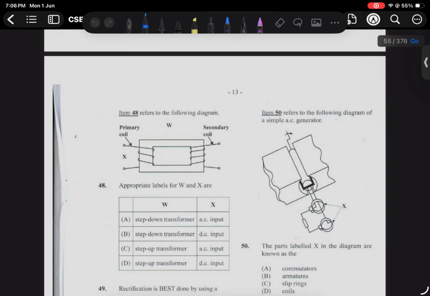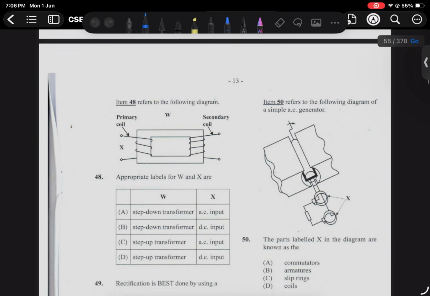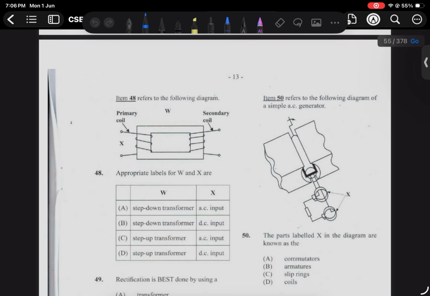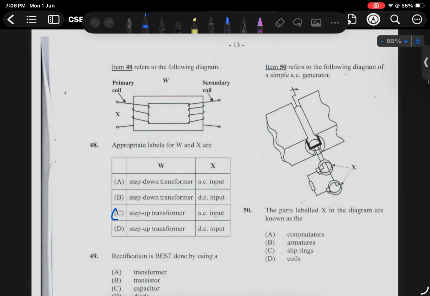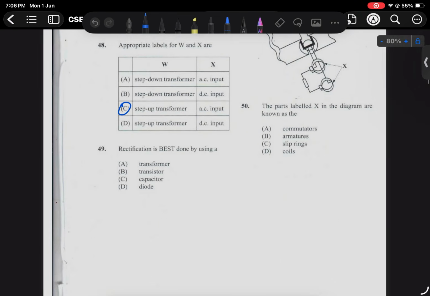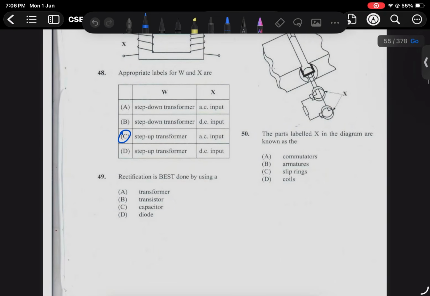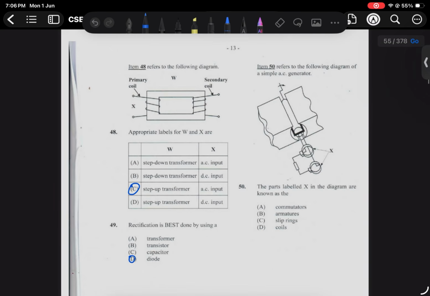Item 40 refers to the following diagram. Appropriate labels for W and X are. There's more turns in the secondary coil, so it's a step up, and we know that the input always has to be AC. Rectification is best done by using a diode to turn AC into DC current.